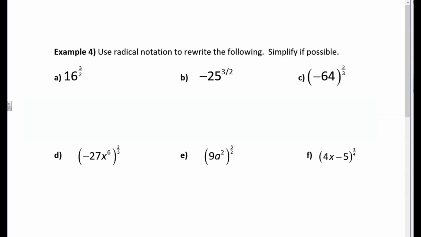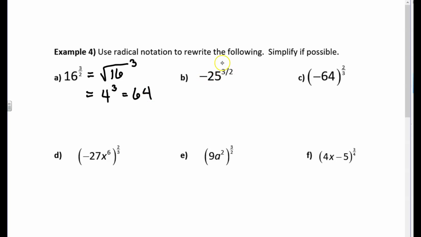So let's look at some examples here. Let's rewrite these in radical notation and then simplify. So 16 to the 3/2: my denominator is my index, so that's a square root of 16, and my numerator is my exponent, cubed. I'm doing it on the outside because it'll be a lot easier. The square root of 16 is 4 cubed, and 4 cubed gets me 64.